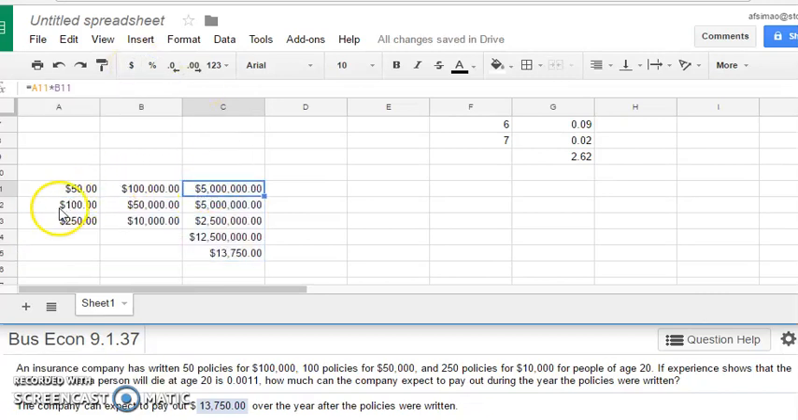And so I also have 100 at $50,000, which is $5 million. 250 people at $10,000 is $2.5 million, for a total of $12.5 million in policies that could be paid out. Multiply that by the probability of 0.0011 and you get 13,750.